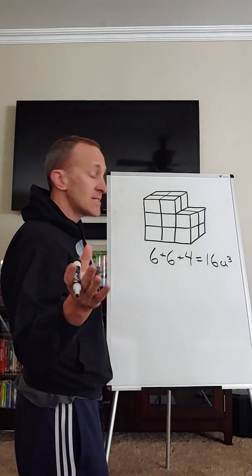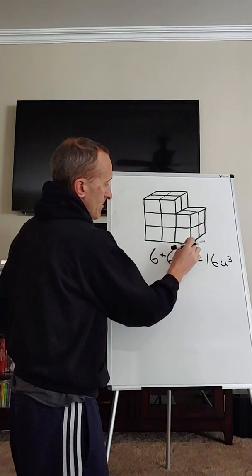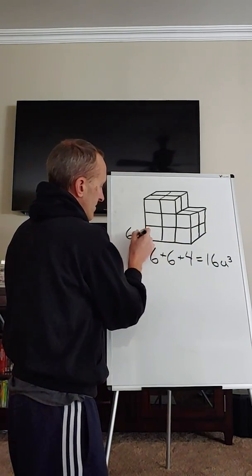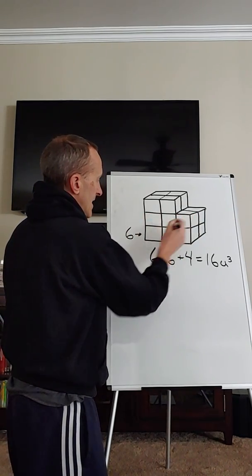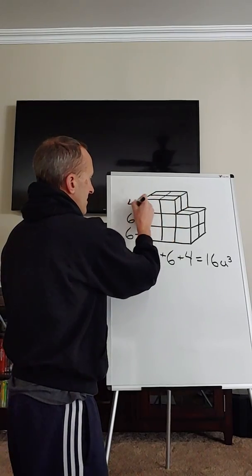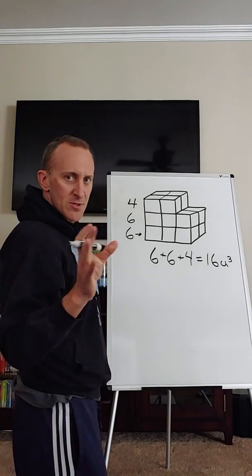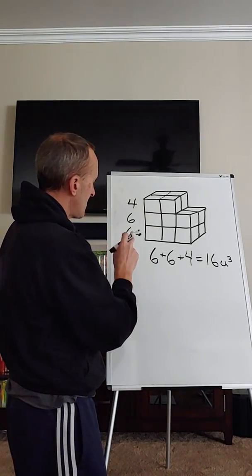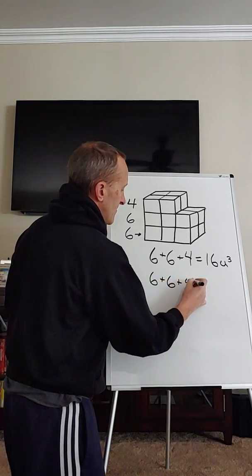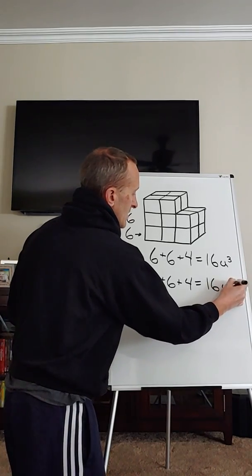Sure, okay, I could see that. We could look at the bottom layer and say there's 3 on the bottom and then 3 behind it. So there's 6 here. And then this middle layer. Oh, there's 6 there. And then the top layer, there's 4 there. Okay. I'm picking up what you're putting down here. So it's, again, 6 plus 6 plus 4, which has to be 16 units cubed again.